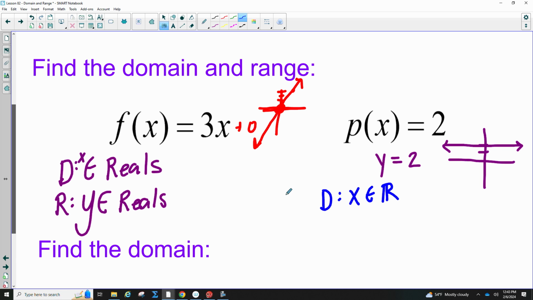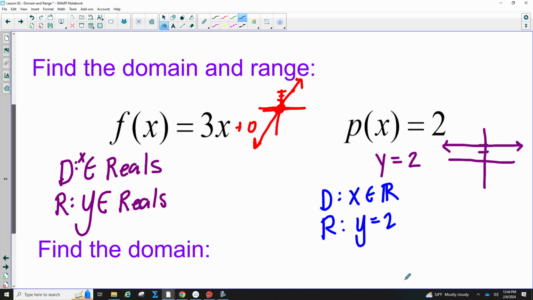All right, and then we have range. This one is different though, because does this go forever down and forever up? What is the only value of y in this entire thing? 2. How far up and down does it go? None, it's just at 2. It doesn't go down or up at all. So y is equal to 2. That's it. That's the only number it gets to be.